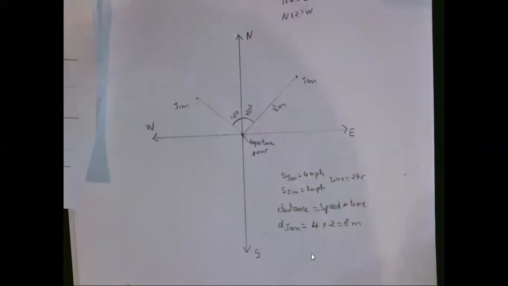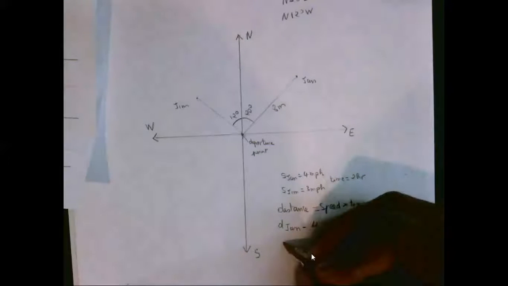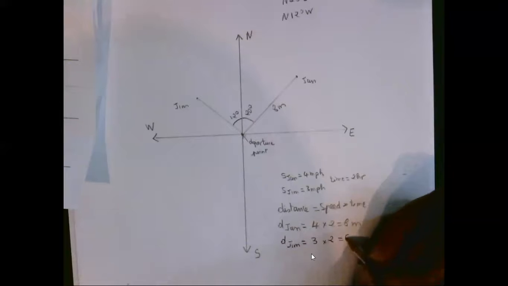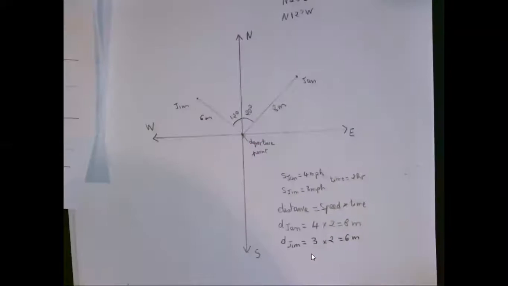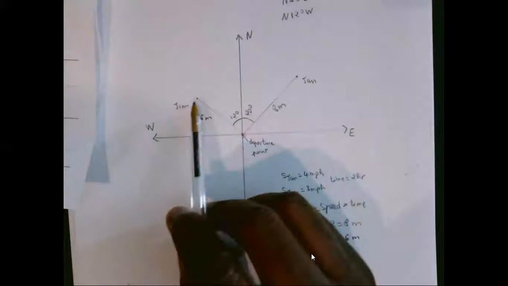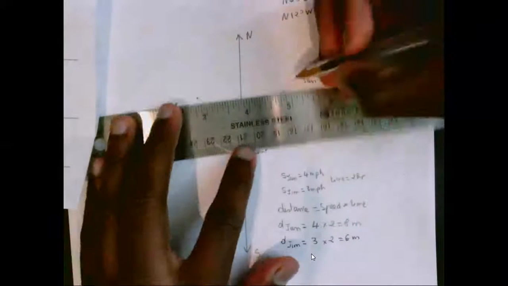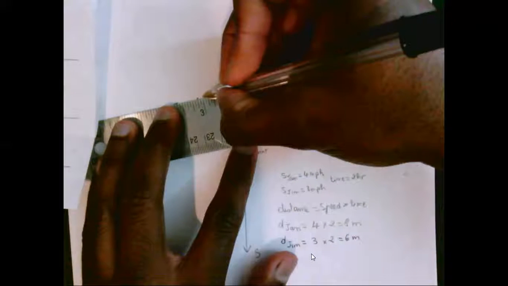Now next we have Jim. So Jim's speed is 3 miles per hour. So 3 multiplied by the time, 2 hours, so total is 6 miles. So from here to here is 6 miles. Now the question is, how far apart are Jen and Jim? So what's the distance from here to here? The question is to figure out that distance here.